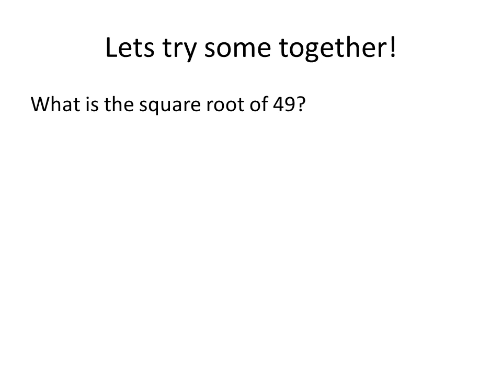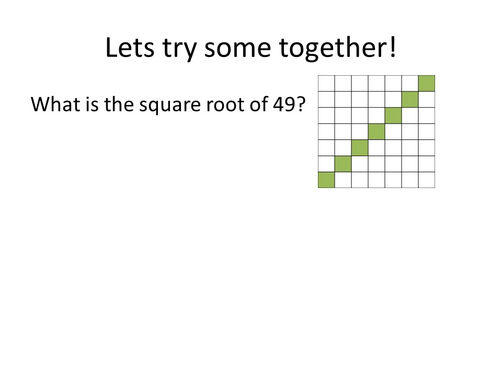What is the square root of 49? The square root of 49 is 7. 7 wide and 7 tall make 49 total blocks. The square root of 49 is 7.